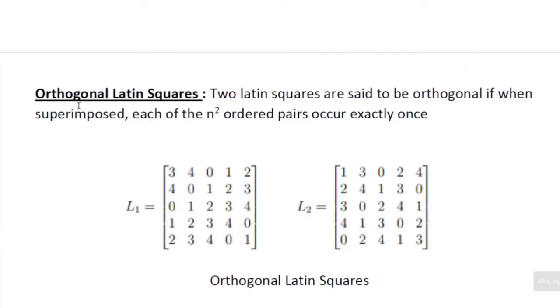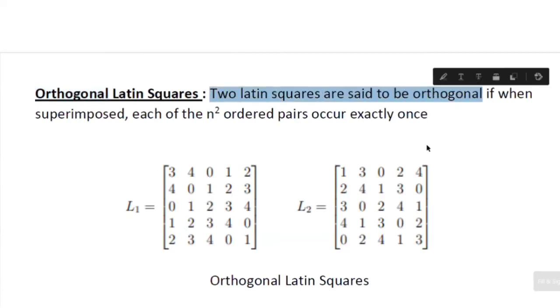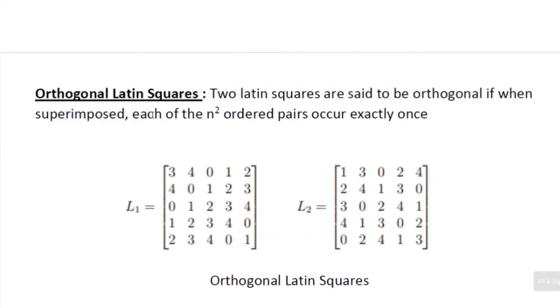And now, after learning about Latin squares, let us come to the definition of orthogonal Latin squares. So when are two Latin squares said to be orthogonal? When superimposed, each of the n square ordered pairs has to occur exactly once.